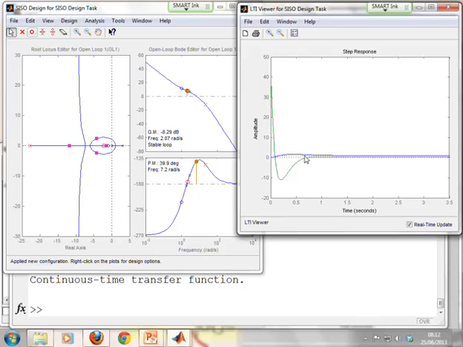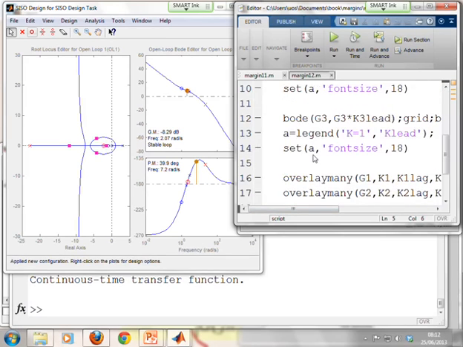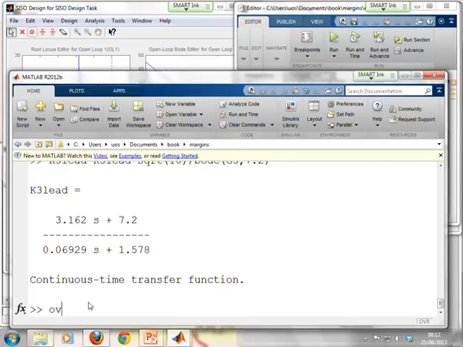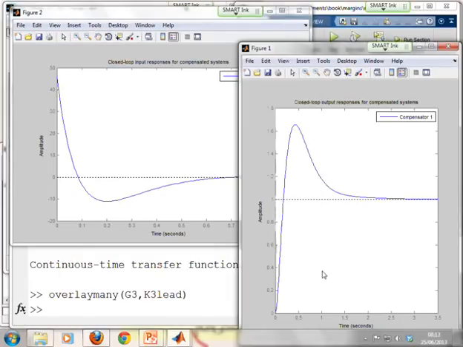If we want to get the scales, it might be easier to look at this in the main MATLAB window. So perhaps if I write the command directly: overlay many, and you want G3 and K3 lead. And you'll notice I've only done one plot because it's not stable with simple gain design. So that's what you've got. And yes, there is quite a sizable overshoot on this output, but you might argue that because this system is open loop unstable, it's going to be quite difficult to get nice behavior out of it. You might be happy enough to stabilize.